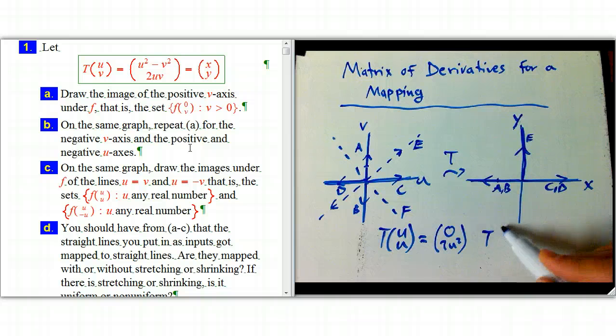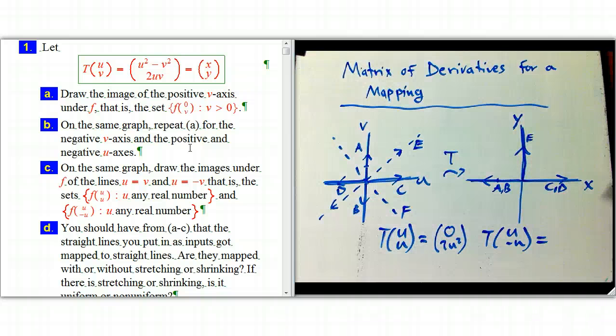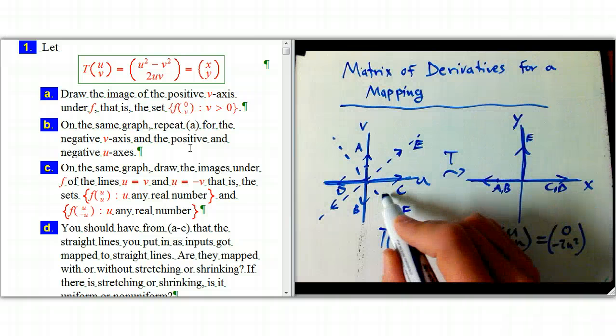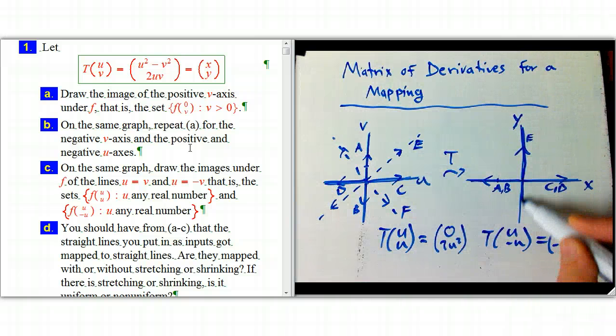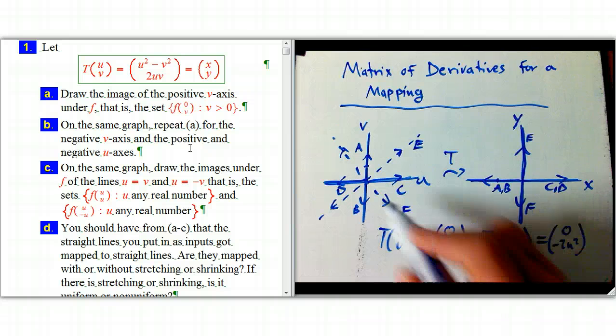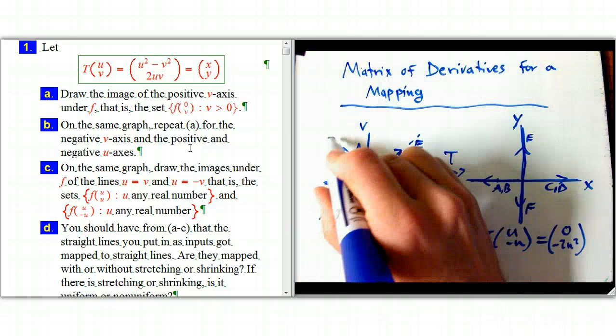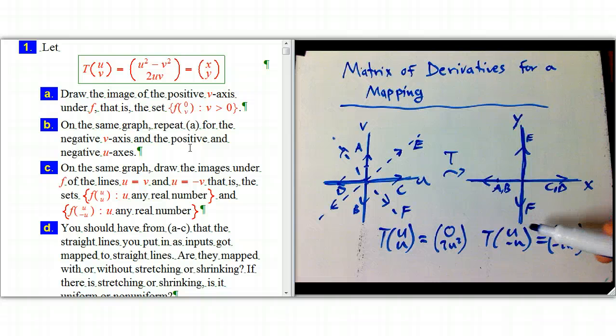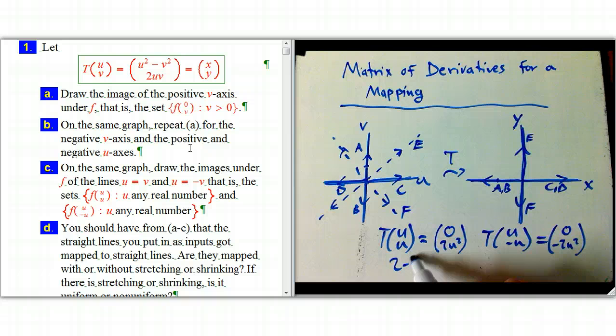F of (u, minus u). That's how you can parameterize the line where u equals minus v. That's still going to be 0 because u squared minus the quantity minus u squared is 0. And then this is going to be minus 2u squared. Aha, that's where we finally get the negative axis. Same deal, going outward from the origin in either direction goes outward in here. That's funky. So it's definitely a lot of folding, a lot of 2 to 1-ness, seemingly.